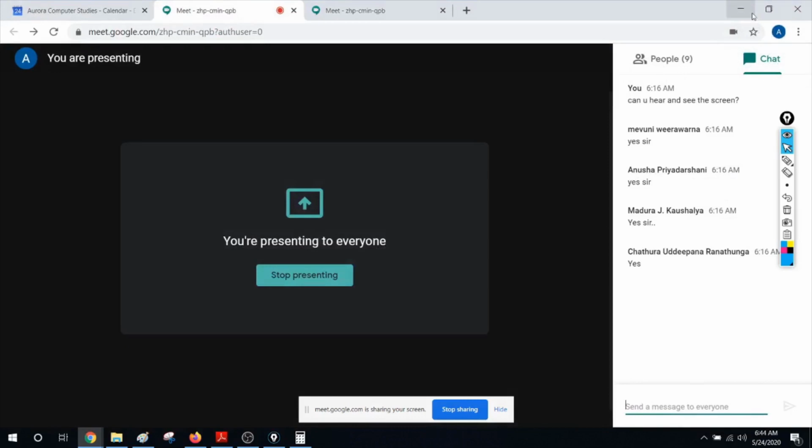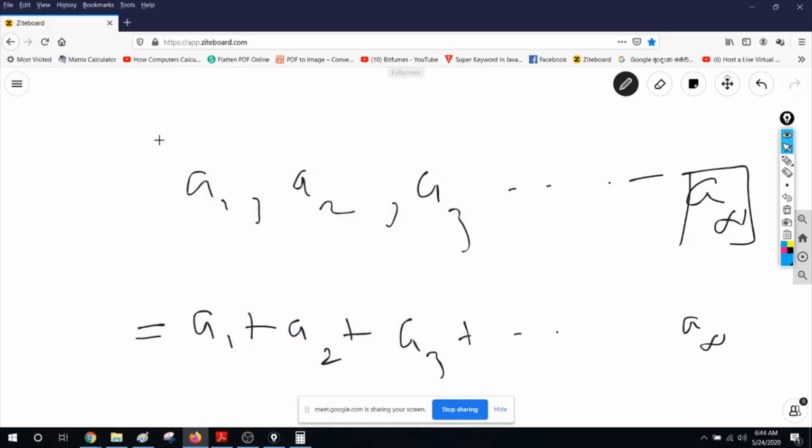Can someone tell me? If you can give me an example for this, where the sequence is convergent with a finite value, but the series is divergent. That means basically I just need something where the series summation is infinity, but the sequence has a finite limit. There's a very simple example, right? Very simple example.